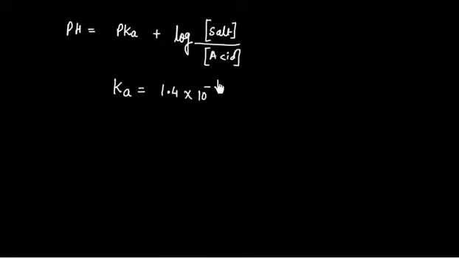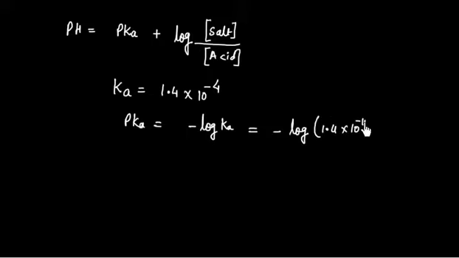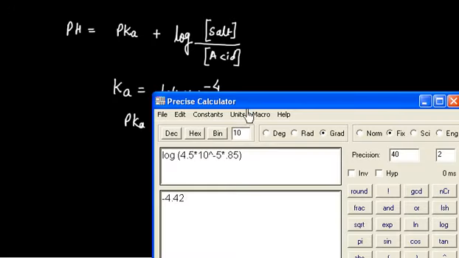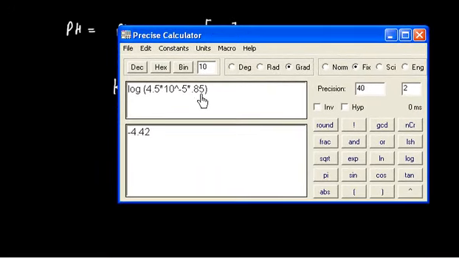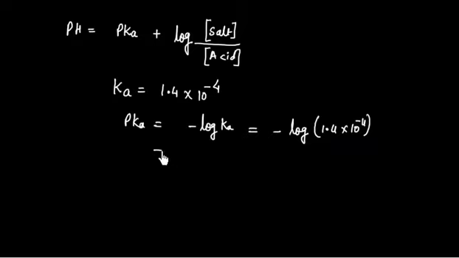So we can calculate pKa, that is minus log of Ka. So this is minus log of 1.4 into 10 to the power minus 4. So let us use calculator. Log of 1.4, 10 raised to the power minus 4. So this value is 3.85.